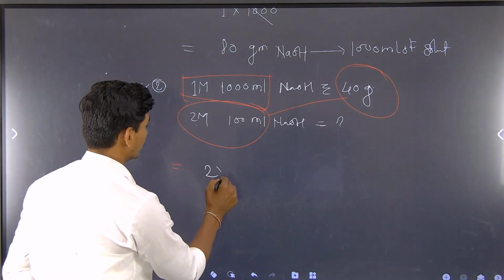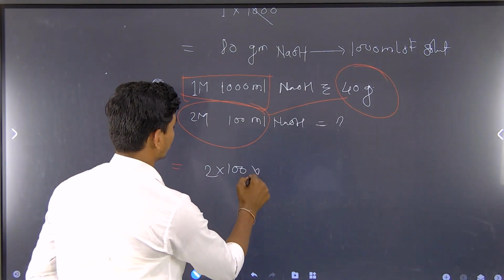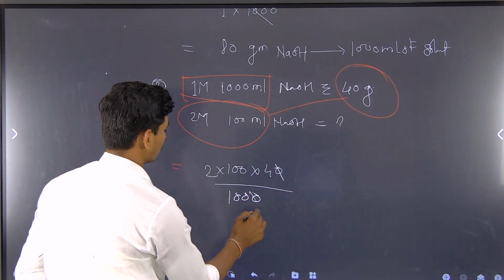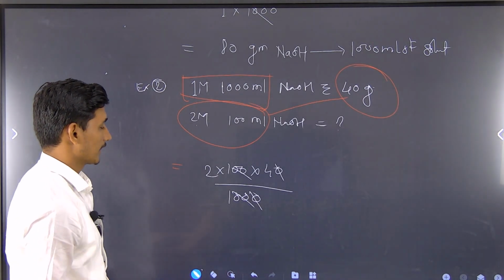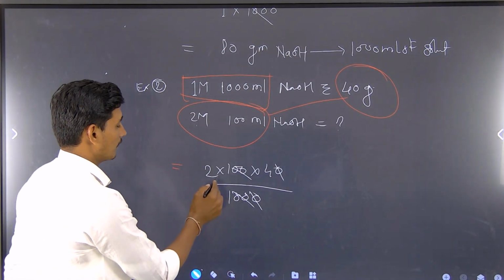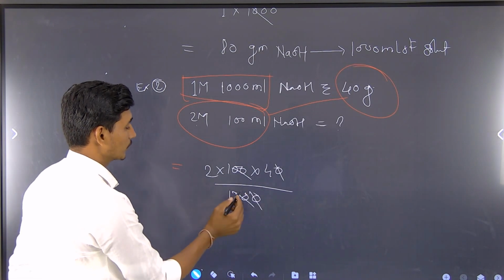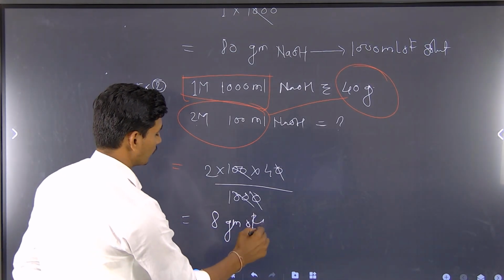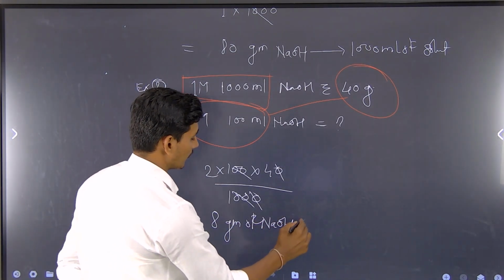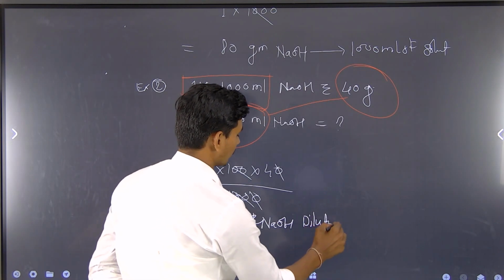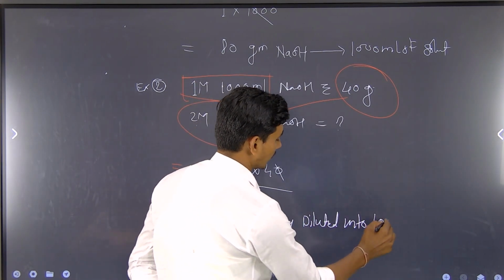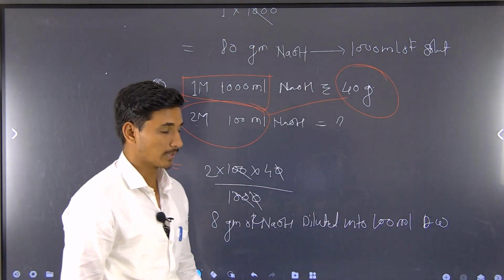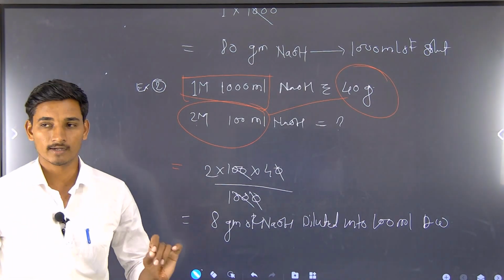So 2 into 100, then 40, divided by 1000 ml. Here both zeros cancel, then only 4 and 2 are available, and 4 multiplied by 2, we get 8 gram. So 8 gram of NaOH diluted into 100 ml of distilled water. So this is the preparation of 2 molar 100 ml NaOH solution.